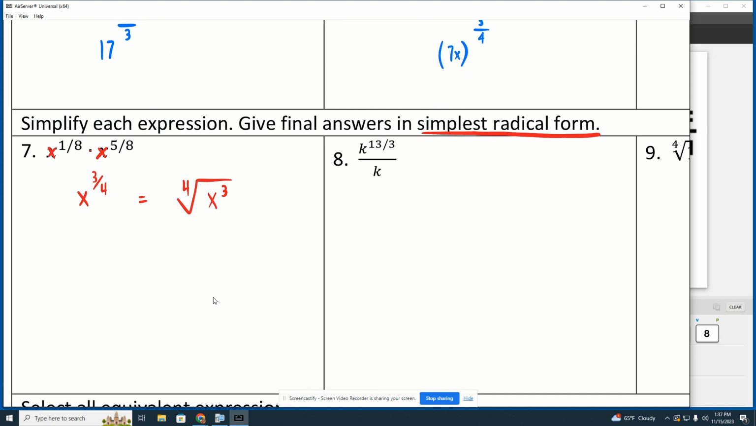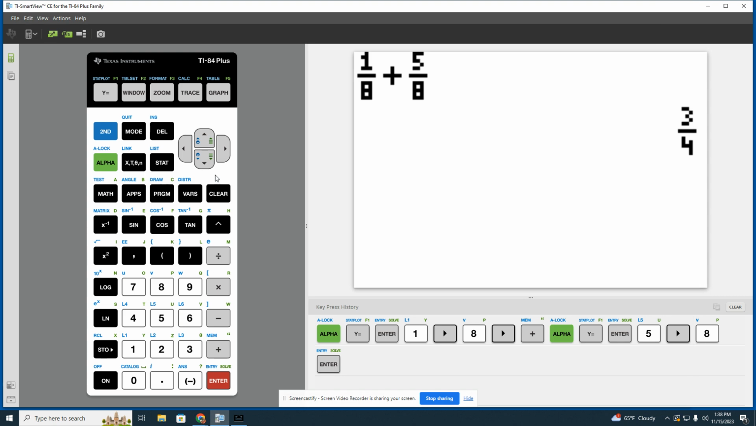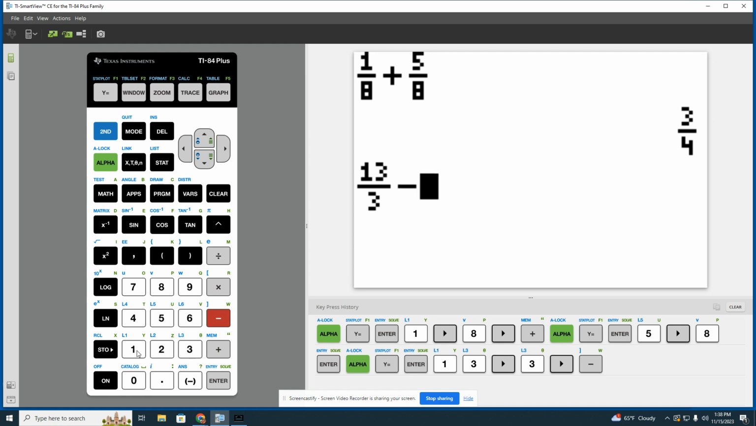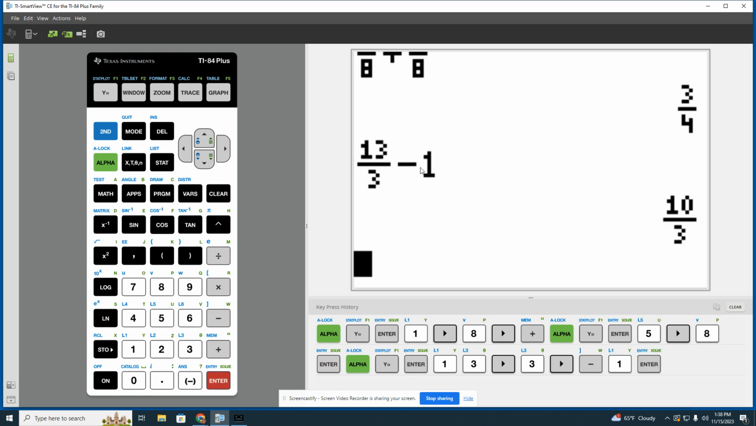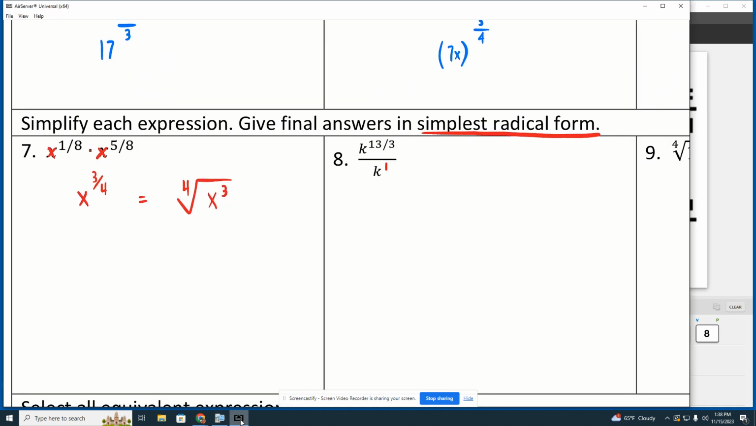Now, number 8, what I would encourage you guys to think about on this problem is that this denominator has technically an exponent of 1, k to the first. So I would go to my calculator and I would do alpha y equals 13 over 3, and then I would subtract 1. It'll do all the work. It'll change that to a fraction. It'll simplify it all. You get 10 thirds. So because we divided, we subtracted our exponents, and we got k to the 10 thirds power.